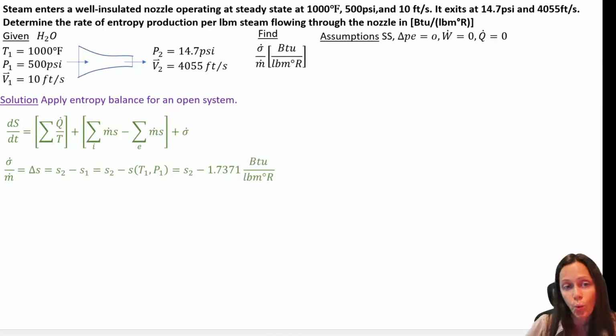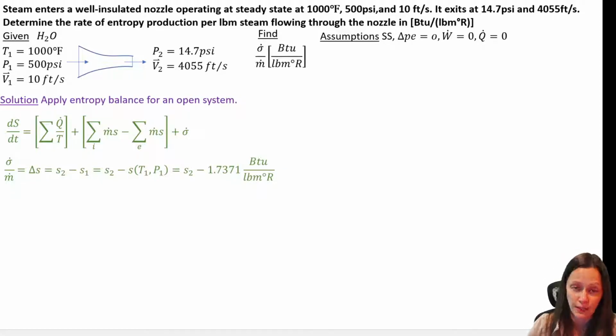And so once I solve for sigma dot over m dot, I'm left with S2 minus S1. Now, of course, for S1, I've got temperature and I've got pressure to fix my state. It ends up being superheated, as you can see from your saturated water tables A2E and A3E. And so if you go into your superheated tables in A4E, you'll see your S1 value at 1,000 degrees Fahrenheit and 500 PSI is 1.7371 BTU per pound mass degree Rankine.